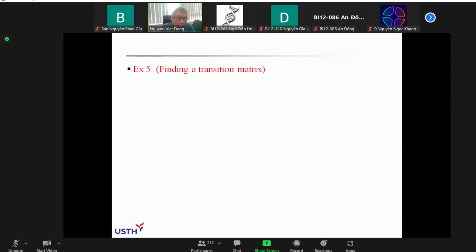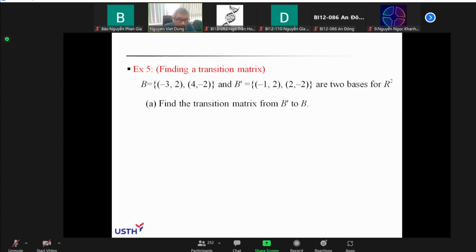And here are some examples. Suppose that you are given B like that and B prime like that. So it is very, very easy for you because we consider only the space R2 and we have two bases like that. Then you have three things to do.